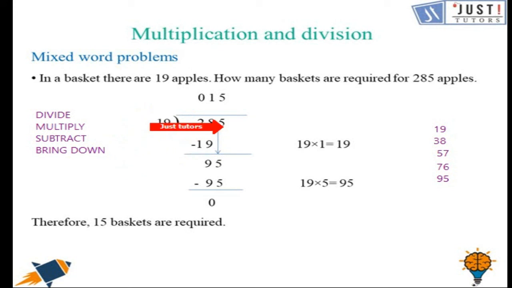We'll bring down the next digit which is 5. We'll start the process all over again. So how many groups of 19 can you make of 95? That's a 5. The 5 goes there and that's your 95. So we need in total 15 baskets.